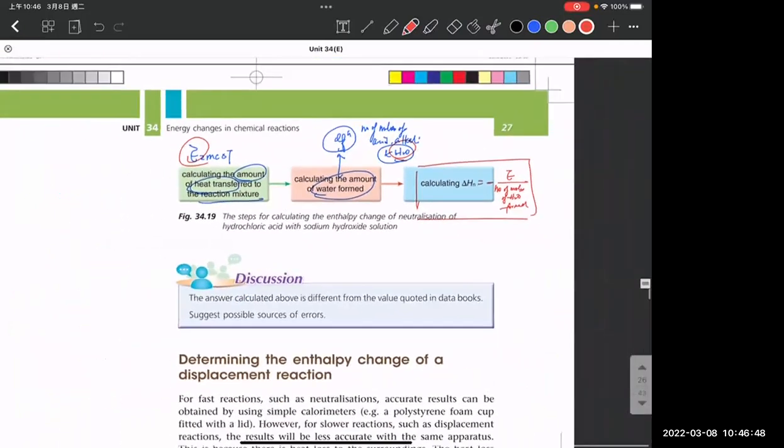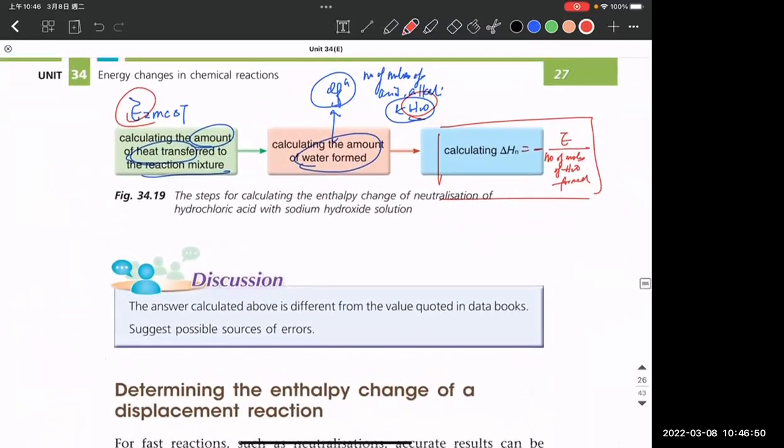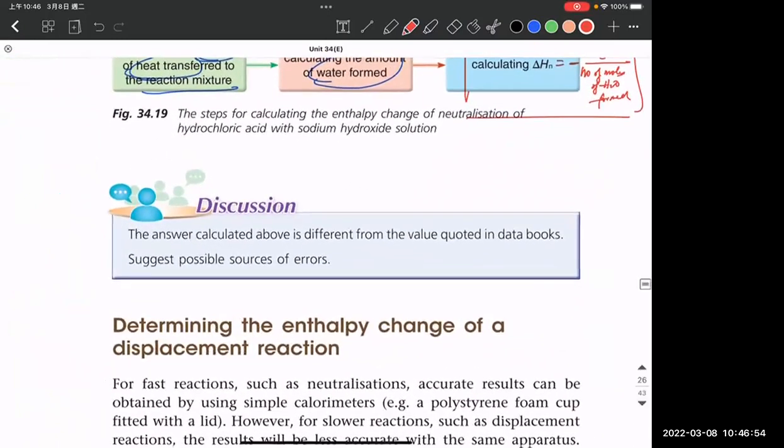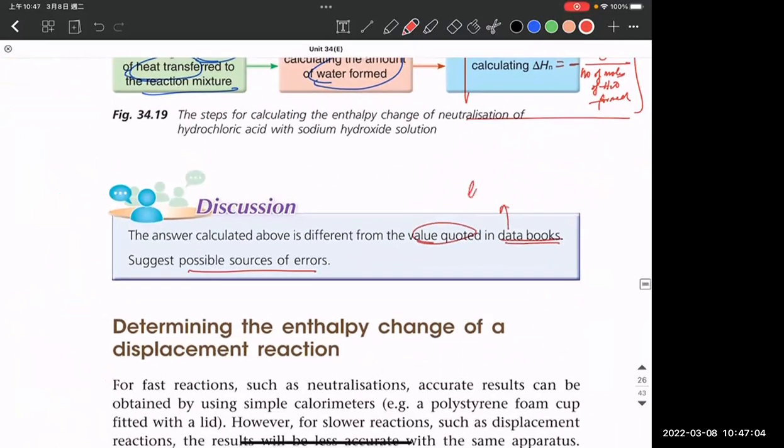Questions? Now, if not, let's have an error analysis. The answer calculated above is different from the value quoted in the data book, which suggests possible sources of error. With the data book, you usually see another term, which we call the literature value.